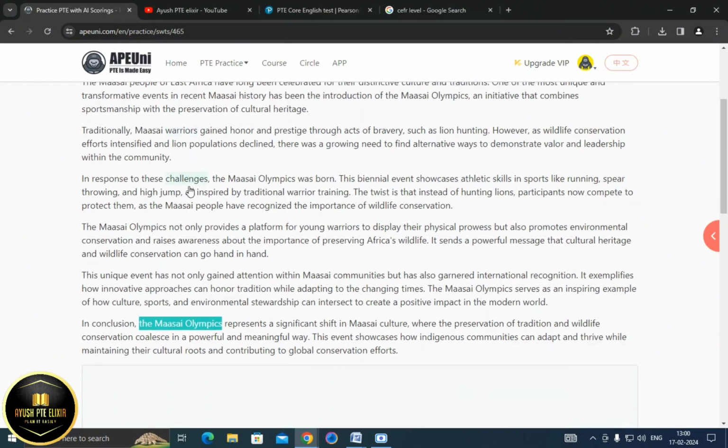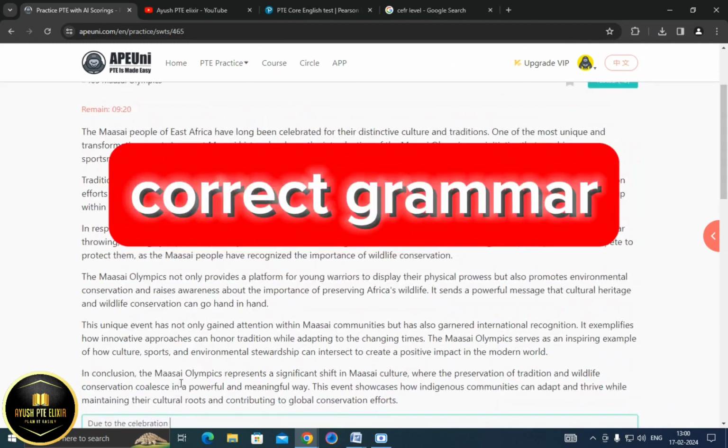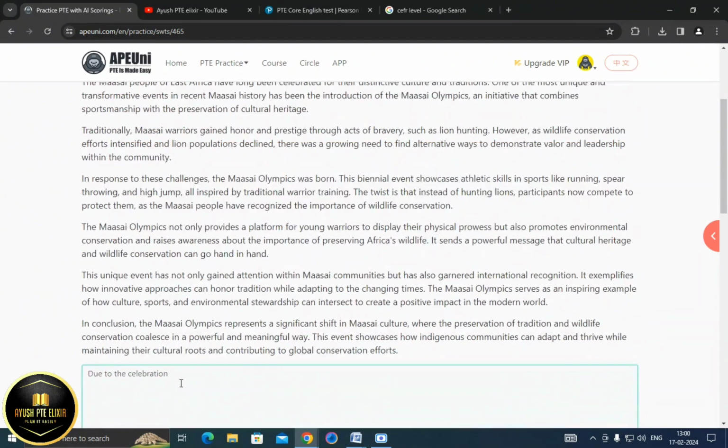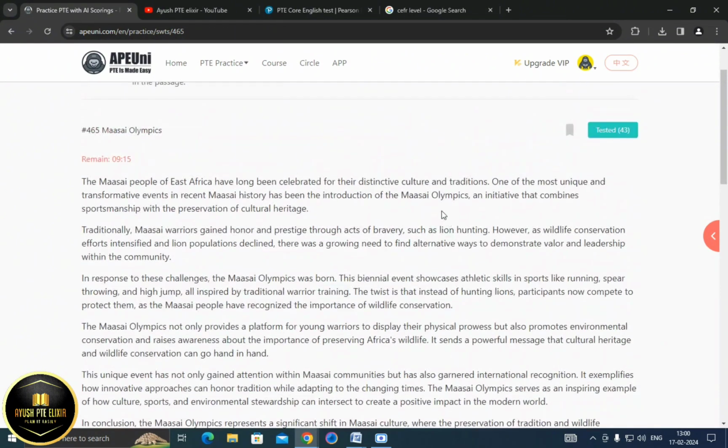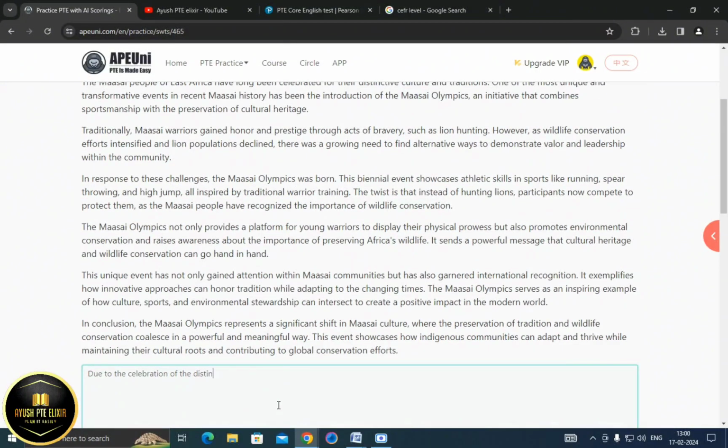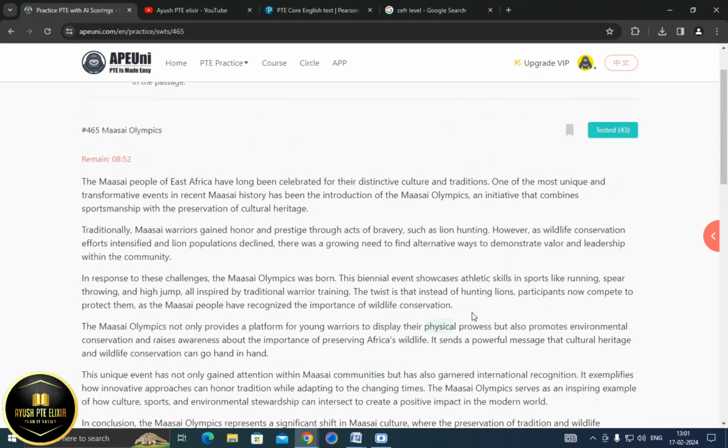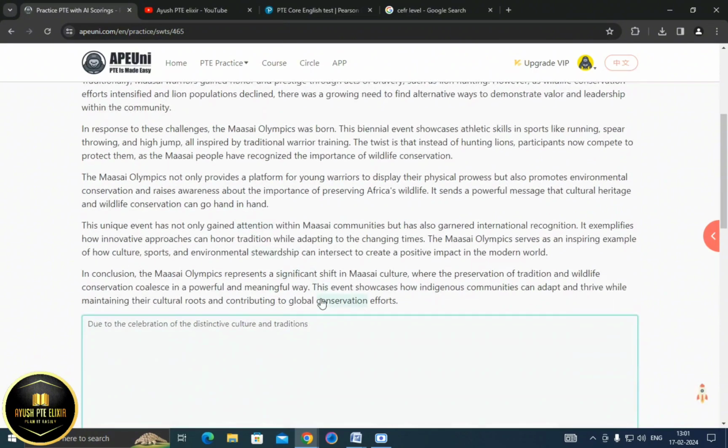You can say due to the celebration of, but make sure that over here you are going to use the correct spellings and grammar. Due to the celebration of the distinctive culture and traditions, what I'm going to do is take some words and phrases and connect them in my own language. Distinctive culture and traditions. Due to the celebration of the distinctive cultures and traditions of the Maasai people, you can say.